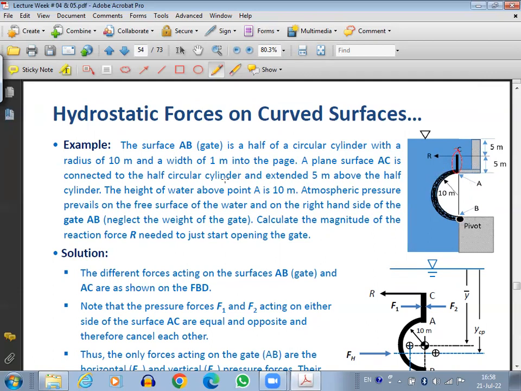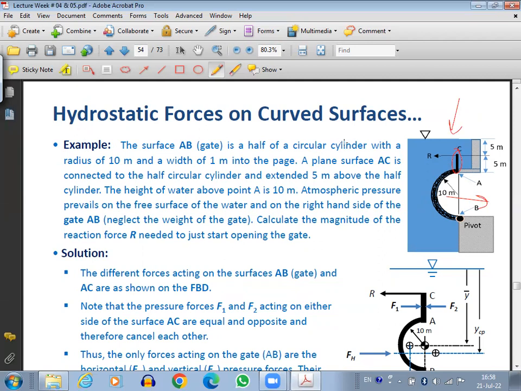The height of the water above point A is 10 meter. So this is point A. The height of the water above is 10 meter, 5 meter plus 5 meter. Atmospheric pressure prevails on the free surface of the water and on the right hand side of the gate AB. So here we have atmospheric pressure, here we have atmospheric pressure. Calculate the magnitude of the reaction force needed to just start opening the gate.